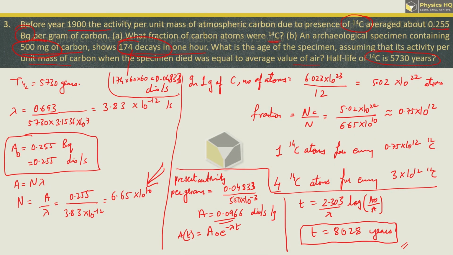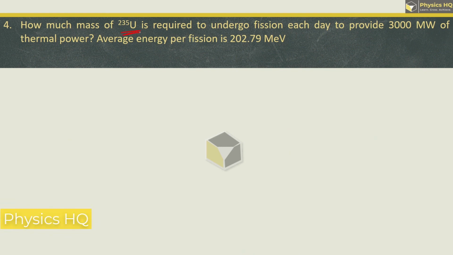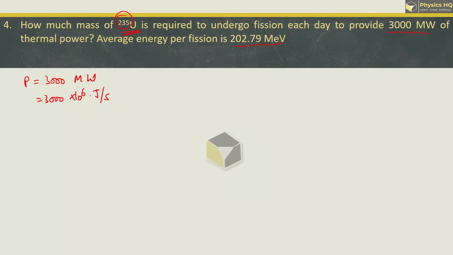Let's look at the next sum. How much mass of uranium with mass 235 is required to undergo fission every day to provide 3000 megawatt of thermal power? The average energy per fission is 202.79 mega electron volt. Now they want the power to be equal to 3000 megawatt, or we can say 3000 into 10 raised to 6 watt, which can be written as joule per second.